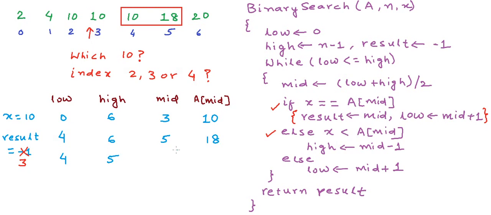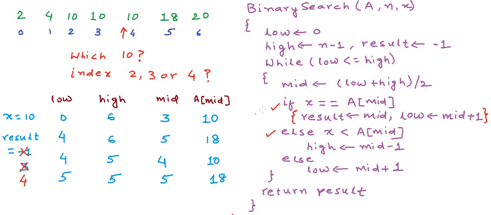Now mid would be 5 plus 4 upon 2, and if we take only the integral part, then it is 4. A mid would be 10. So once again we come to the condition when x is equal to a mid. So we modify result to the new index 4, and we modify low to mid plus 1. So low becomes 5, high becomes 5. So far the highest index of 10 that we have found is 4, and our search window is now only index 5. So mid would also be 5 and a mid would be 18.